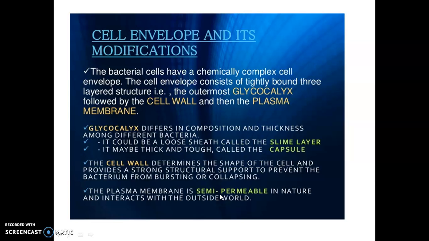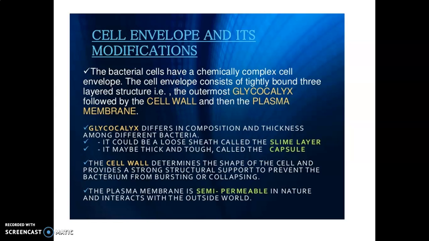Then the third envelope, that is the plasma membrane or cell membrane. It is semi-permeable in nature. What do you mean by semi-permeable? It never allows all the substances to pass through it. Instead, it allows only selected substances to pass through it. That's why we are using the term semi-permeable. Clear? So, the plasma membrane is semi-permeable in nature and interacts with the outside world.